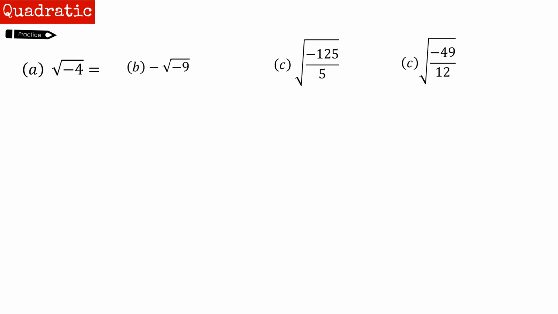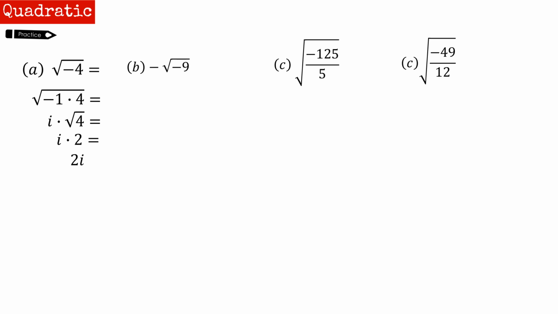For a, the square root of negative 4 is the same thing as the square root of negative 1 times 4. The square root of negative 1 is i times the square root of 4. By now, you should remember that the square root of 4 is 2. So our answer is 2i.